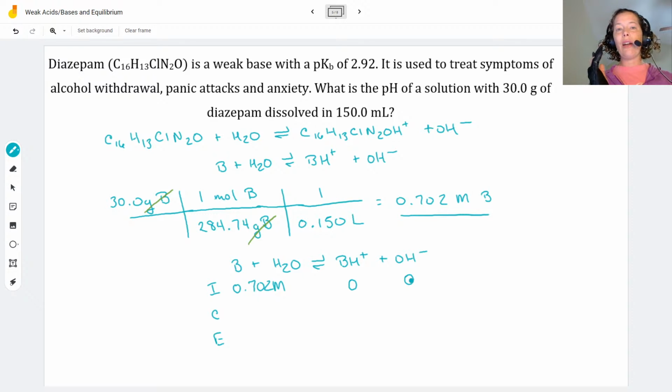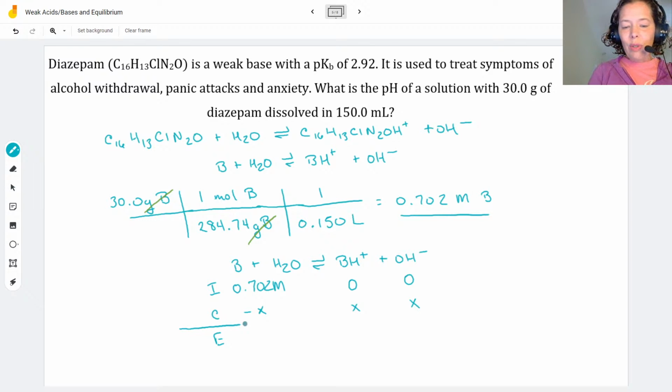Now we want to take care of our change or our consumed, however you think about it. Again, I don't know how much base is going to get protonated, but I know that some is. So I call that X. So I am going to lose some amount of my base on my reactant side because my forward reaction is happening. And then I'm going to create a certain amount of protonated base and a certain amount of hydroxide here. Again, I don't know what it is. This is why I call it X.